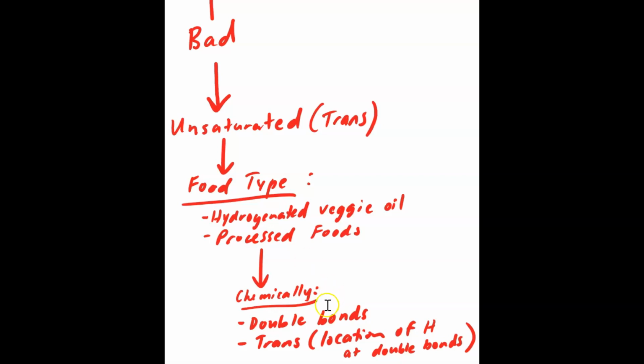Chemically speaking, we're going to see that there are double bonds. That's what makes them unsaturated. When we say trans, it's trans because of the location of the double bonds, just like with the cis fats. Cis were on the same side, and the trans are going to be transverse one another. So at those double bonds, the hydrogens are going to be transverse one another.